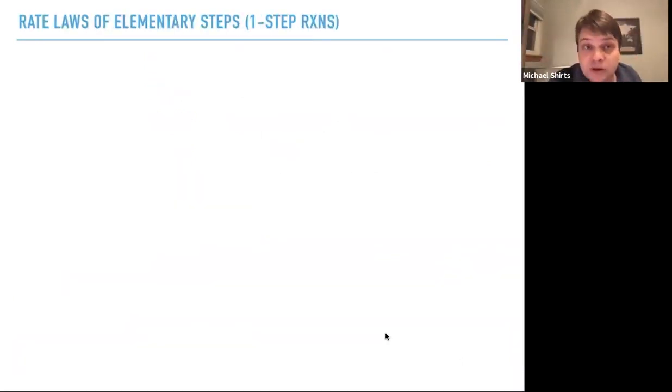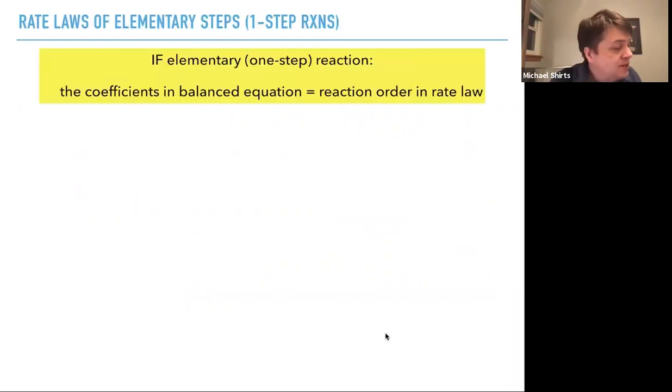Okay, some more important terminology here, understanding some of the one-step reactions. If the reaction is indeed an elementary one-step reaction, then the coefficients in the balanced equation of that elementary one-step reaction are indeed the reaction order in the rate law. So before we said, no, the stoichiometric coefficients don't necessarily have anything to do with the reaction order. Well, there are some cases when they do. In the rare cases where the reaction really is a one-step simple reaction, then yeah, they are.